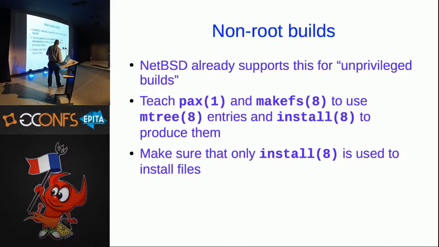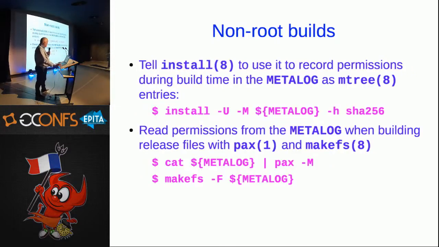And the way to do this is basically we teach all of the programs that produce artifacts that contain user information, like pax, makefs, and install, to be able to take a specification and produce them. And that specification is with a program called mtree, which is very common, all the BSDs having it, and actually we recently synchronized it between FreeBSD and NetBSD, so it's almost identical. And make sure that the only thing that actually installs binary artifacts, be they directories or files, is install. And then when you do that, you can only use install to install those files.